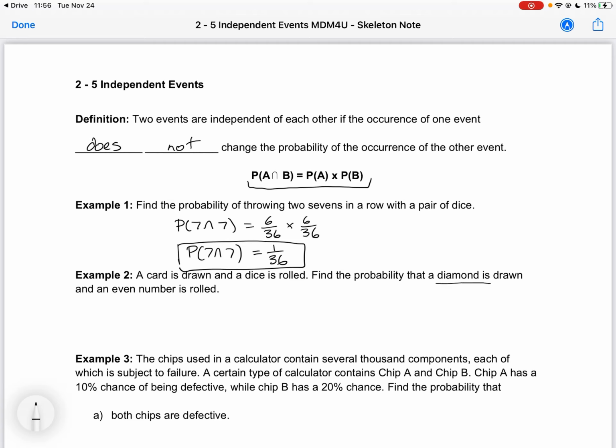Our next example is drawing a card and rolling a dice. So finding the probability that a diamond is drawn and an even number is rolled. So probability that we have a diamond and an even number. So let's look at the chance of drawing a diamond first. A diamond is one suit, which makes up 1/4 of the deck. So 13 out of 52 cards. And then we're going to multiply by the chance of rolling an even number on a dice, which is 50% or 3 out of 6. Multiplying those together is going to give us a 1/8 probability of getting that combination.